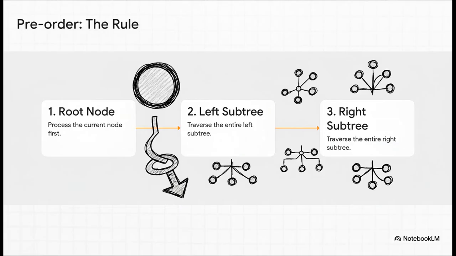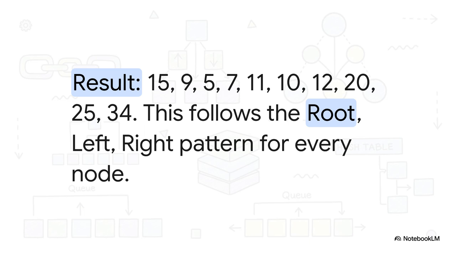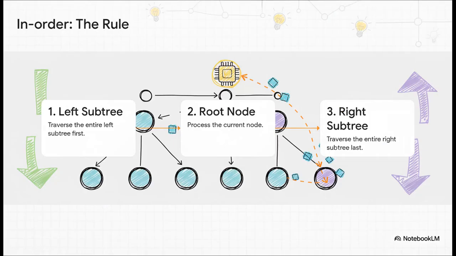Pre-order is easy to remember. Root, left, right. You deal with the node you're currently at first, then you explore its entire left side, and only after you've done all of that do you explore its entire right side. So, if we use that root-left-right rule on a sample tree, this is what the output would look like. We'd start at the top, say at number 15, and process it. Then, we'd go all the way down the left branch, following that same rule before we ever even touched the right branch.